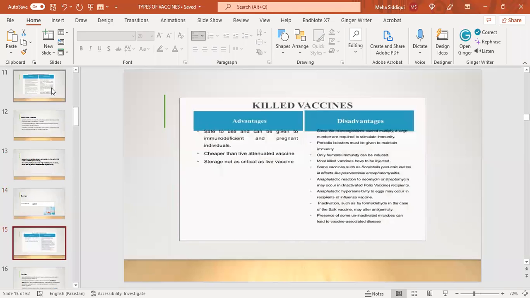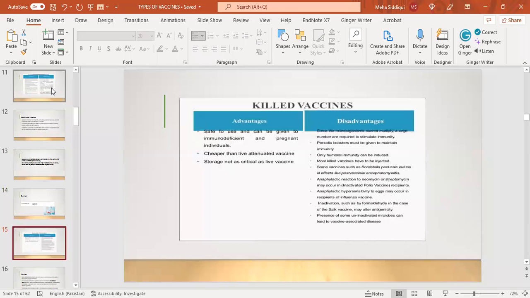Advantages of killed vaccine: it is safe to use and can be given to immunodeficient and pregnant individuals. It is cheaper than live attenuated vaccine, and storage is not as critical as for live vaccine. Disadvantages: since the microorganism cannot multiply, large numbers are required to stimulate immunity, so multiple periodic boosters are given to maintain immunity. Only humoral immunity can be induced.